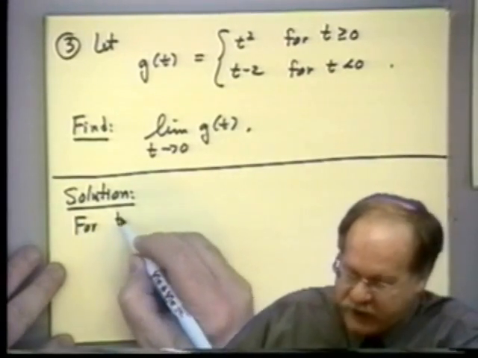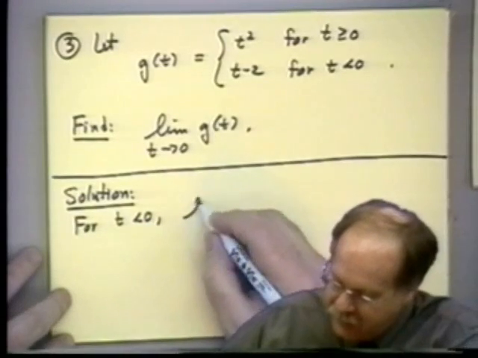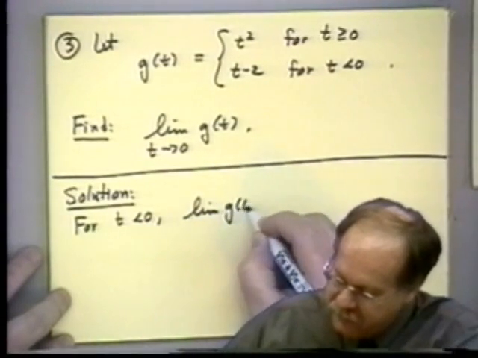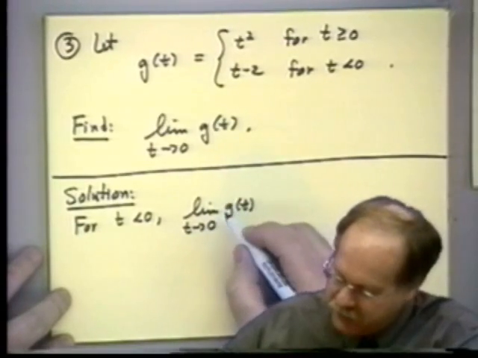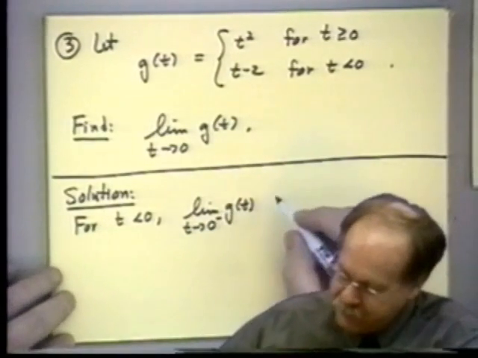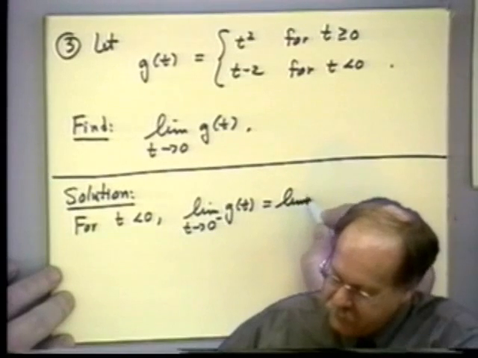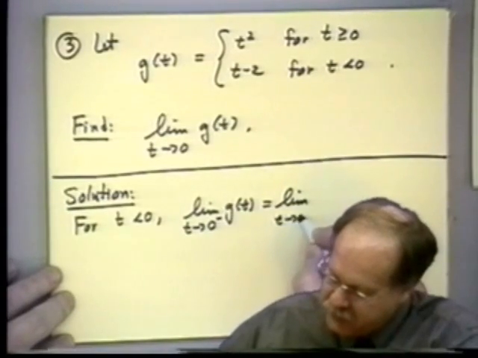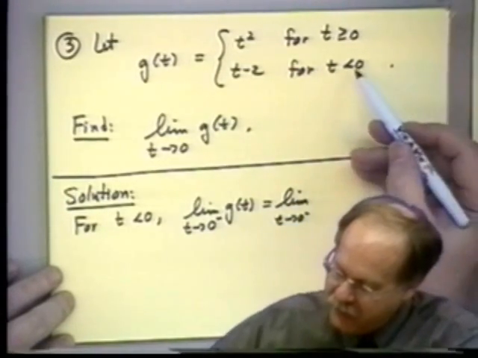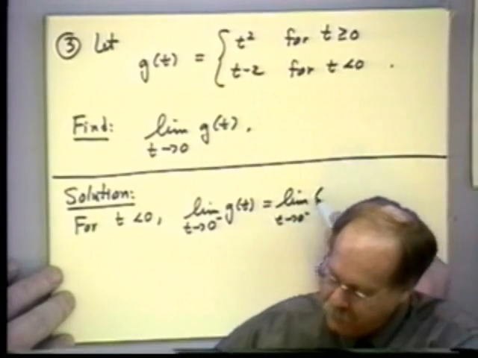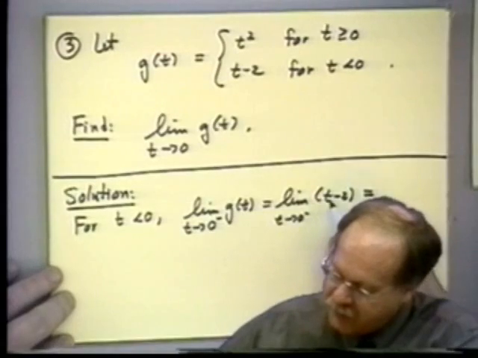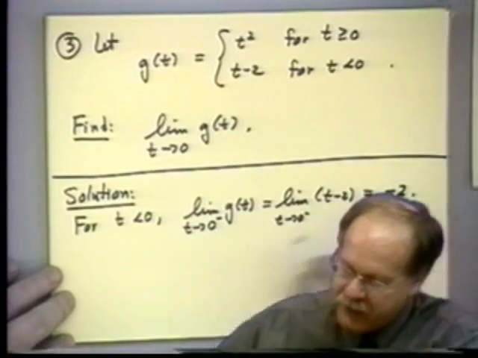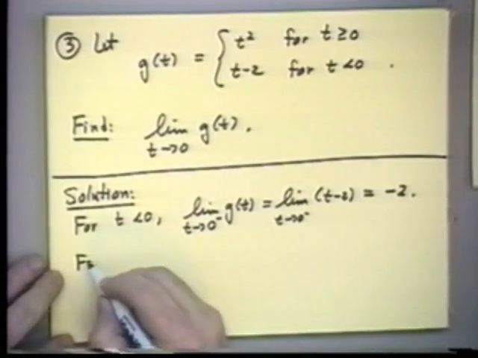So, for t less than 0, the limit of g of t as t approaches 0 from the left, so I want to approach 0 with the little minus sign up there. What is that specifically? G of t from the left is t minus 2. So it's the limit of t minus 2, and again with the polynomial I can just put the number in. That simply becomes minus 2.